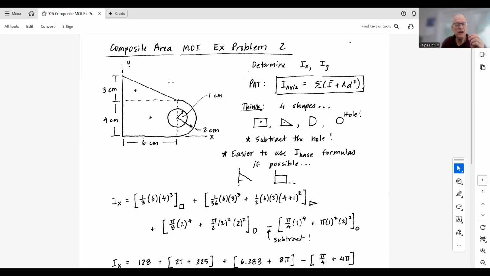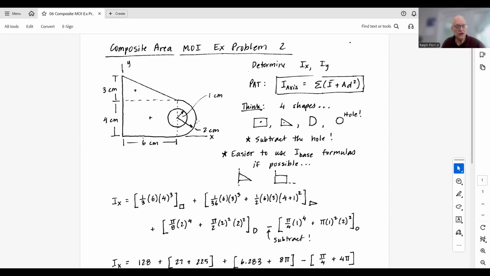The triangle about the x-axis, I have to use I bar. So the I bar for a triangle is 1/36. Base relative to the x-axis is 6. Height relative to the x-axis is 3. So 6 times 3 cubed, plus its area, which is 1/2 of base times height, 1/2 of 6 times 3. And then the distance from the x-axis up to it is 4 plus 1/3 of 3, which is 1. So the distance is 5 squared. So those are my triangle terms.